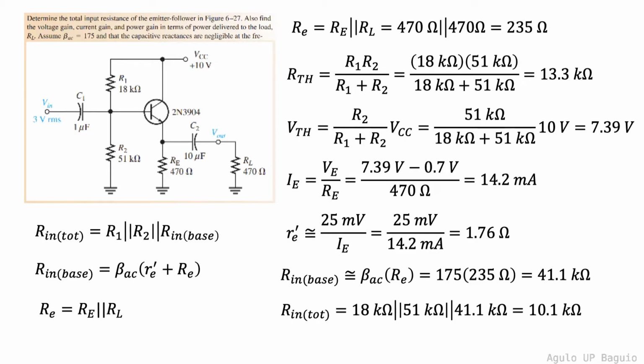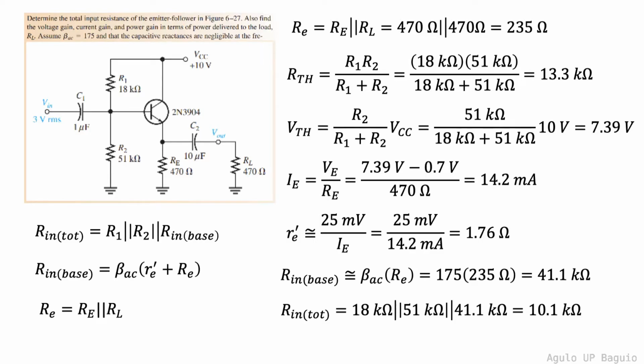Note that the Thevenin voltage is the same as the source voltage computed in the reference material. Thus, we can continue with the computation of determining the emitter current by simply dividing the emitter voltage by the emitter resistance and obtain 14.2 milliamperes. From there, we are able to solve for the AC emitter resistance and get 1.76 ohms.